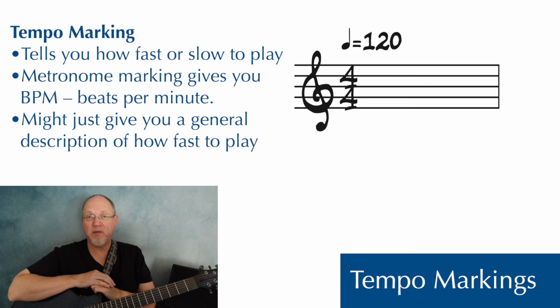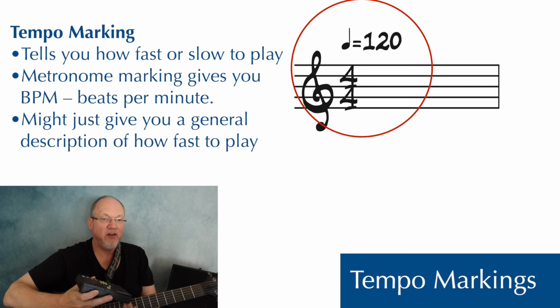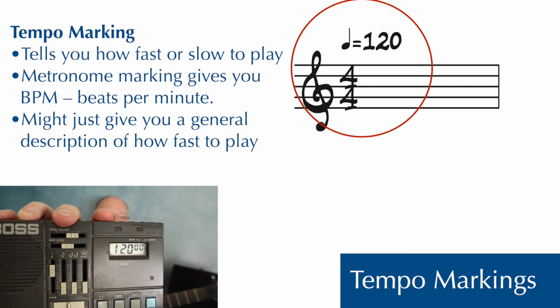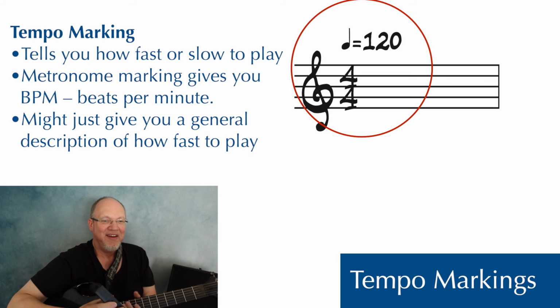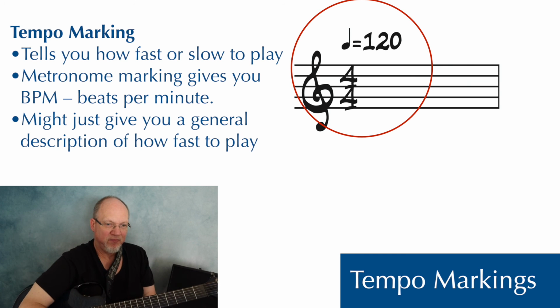Sometimes the tempo marking appears as a metronome marking. In this example, we see that quarter note equals 120. This means that you're going to be playing quarter notes at 120 beats per minute. You can find the speed with a metronome. I've got my trusty old Dr. Beat right here, and I do mean old. It's about 20 years old, and it's still ticking away like it was new. It's set to 120, and if I turn it on, it's going to click away at 120 beats a minute.